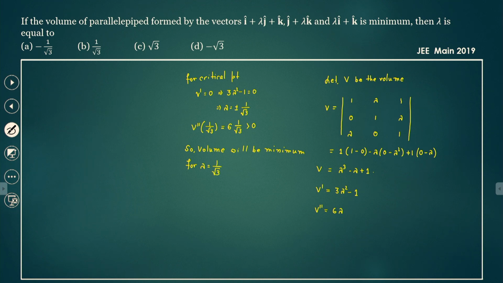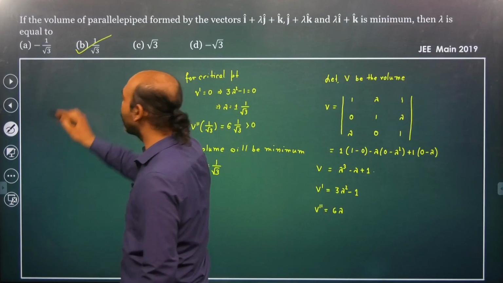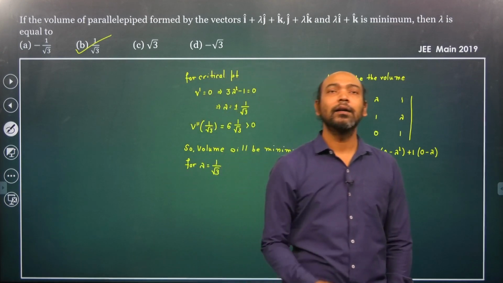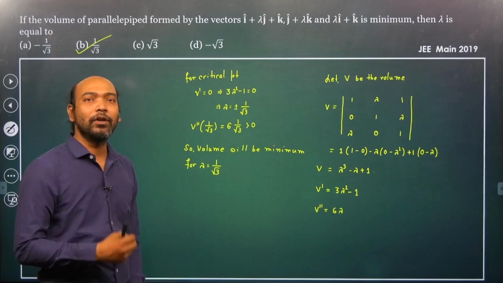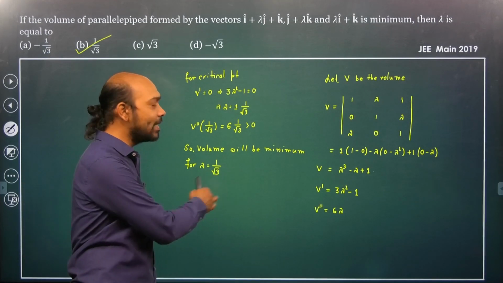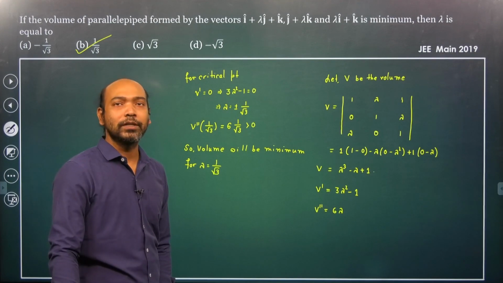And see that here it says to find the value of lambda when it is minimum. So obviously for this particular problem, option B is the right choice. So that's it. You can see that with only a little bit of vector knowledge and the basic derivative, we are able to solve this problem. Hope you understood it. Thank you.